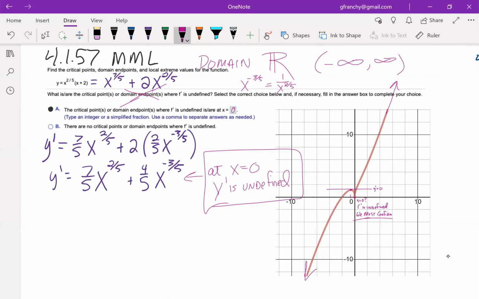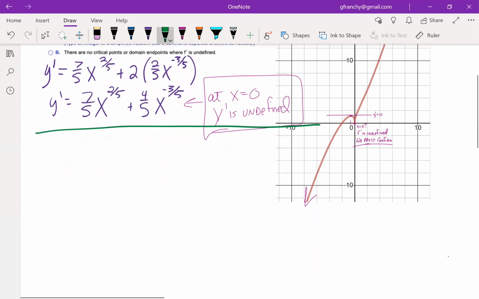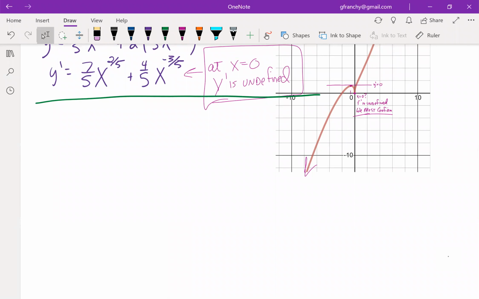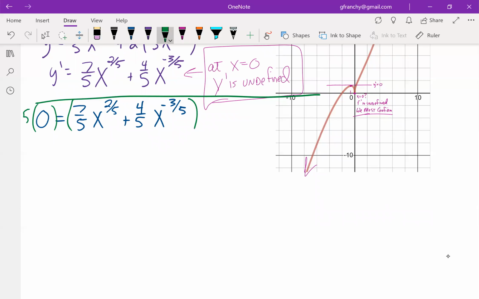Now, from the question that's displayed here, we're done. But as long as I'm here, let's go ahead and see what that other point is where the tangent line is going to be 0. Now, not a big fan of dealing with fractions. So let's multiply both sides by 5.